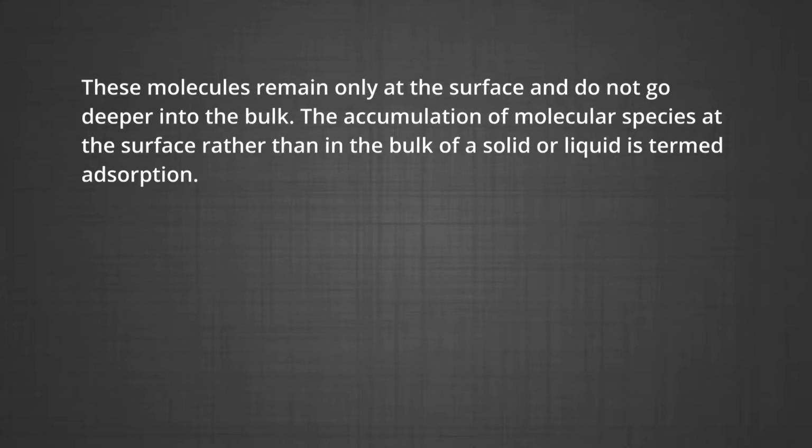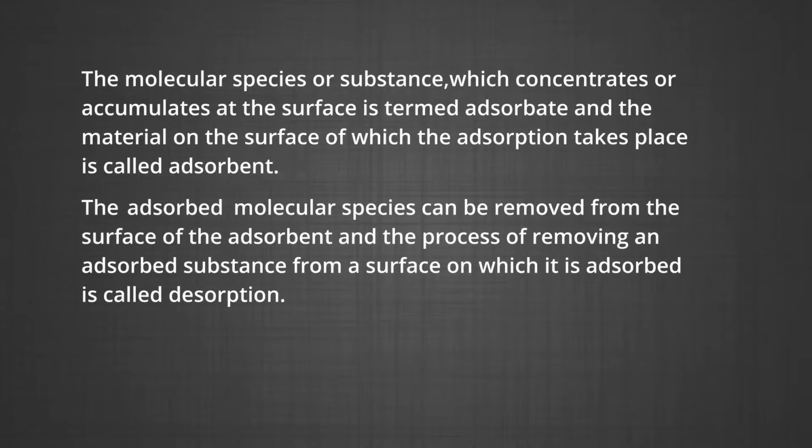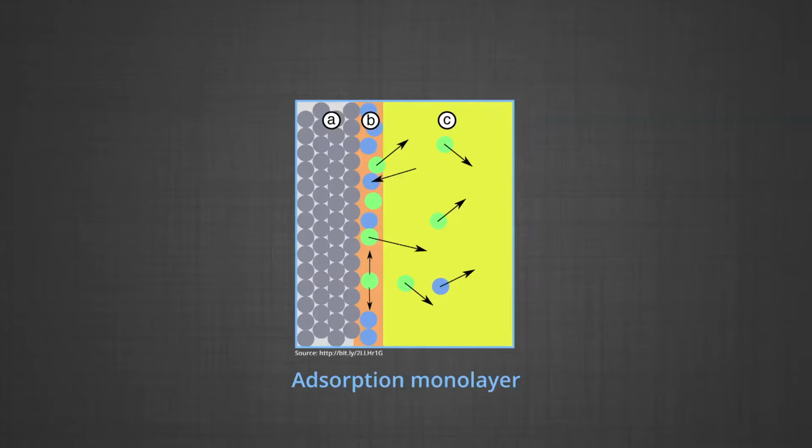The accumulation of molecular species at the surface rather than in the bulk of a solid or liquid is termed adsorption. The molecular species or substance which concentrates or accumulates at the surface is termed adsorbate, and the material on the surface of which the adsorption takes place is called adsorbent. The adsorbed molecular species can be removed from the surface of the adsorbent, and the process of removing an adsorbed substance from a surface on which it is adsorbed is called desorption. These processes are clearly shown in the figure.